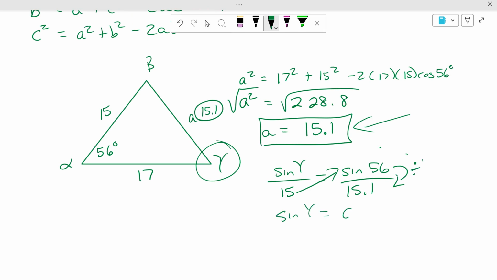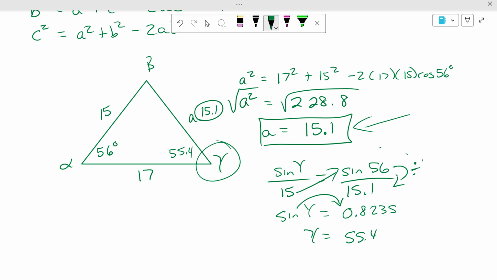What do we get? Sine of gamma equals 0.8235. Give me 4 decimal places. Okay, so that's what the sine of gamma is. We need to figure out what the angle is. So we move the sine to the other side, so it's second sine, second answer, because it's the inverse sine of that decimal. What is that angle going to be? 55.4. This is a 55.4 degree angle.